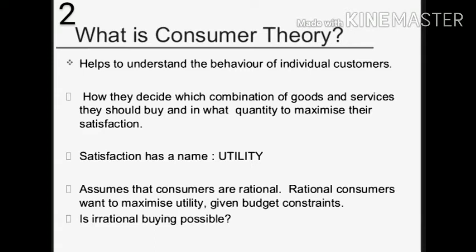Now we observe what consumer theory is. Consumer theory helps to understand the behavior of individual customers, how they decide which combination of goods and services they should buy and in what quantity to maintain their satisfaction. Satisfaction has a name: utility. Assume that consumers are rational. Rational consumers want maximum satisfaction given budget constraints. Is irrational buying possible? We will see.